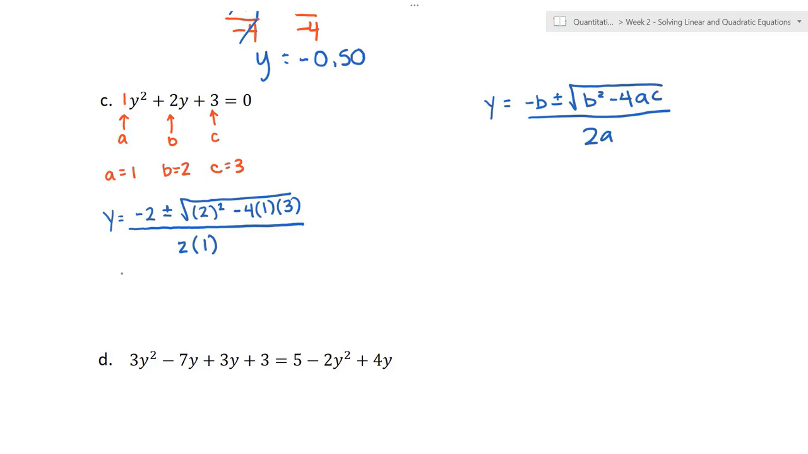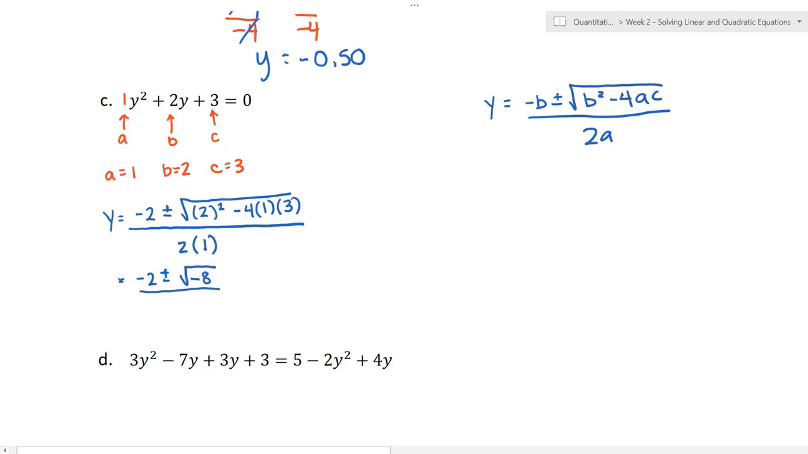So if you're going to do it step by step, you would start by finding out what this square root term is. So you can start by just figuring out what's inside the square root. So 2 squared minus 4 times 1 times 3, and you get negative 8.